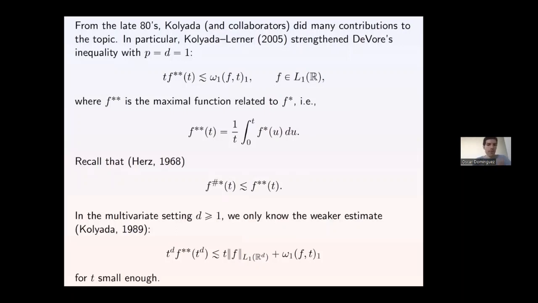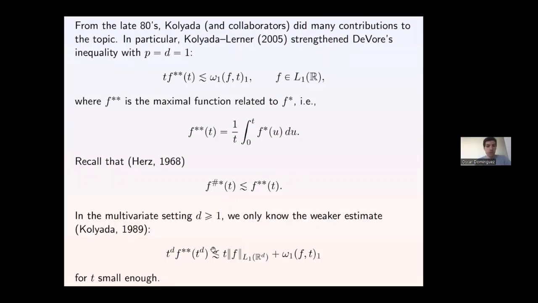And now, what happens in the multivariate setting? To the best of my knowledge, the best known result in this direction may be found in this paper by Kolyada from '89, where he proved that we can extend this inequality to higher dimensions, but we have to pay with this additional term on the right-hand side, 3 times the L1 norm of the function, at least for small values of t.